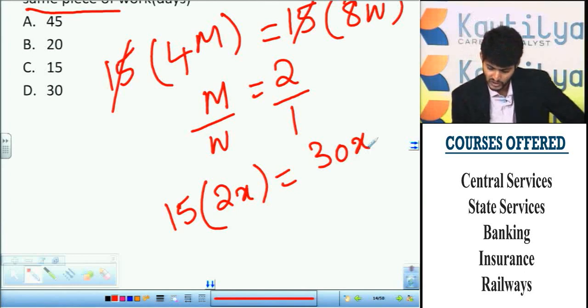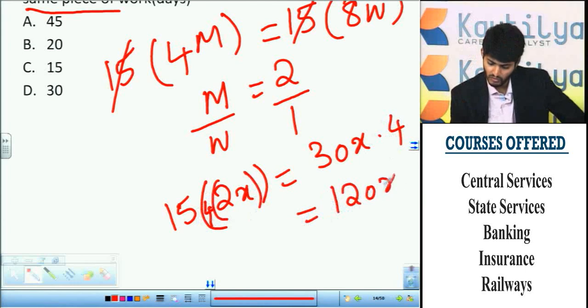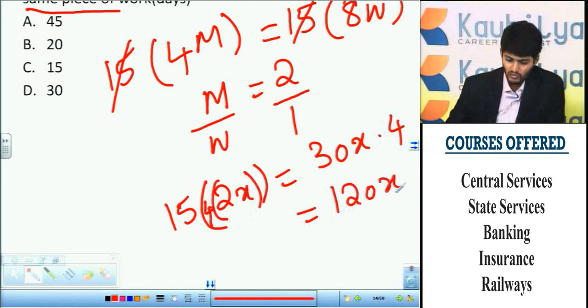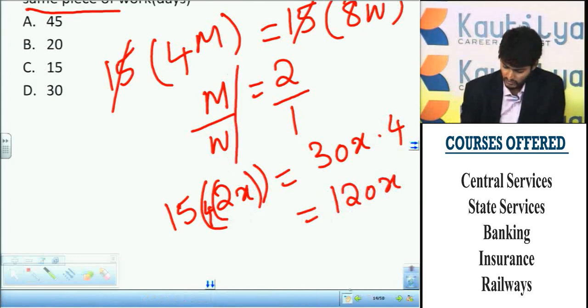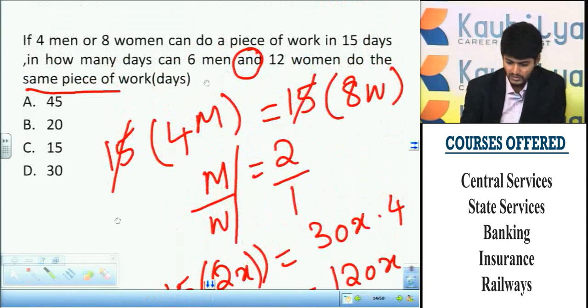So sorry, we have missed out on a 4, because you have 4 men, here another 4 will come, so into 4. So the total work would be around 120x. Now this 120x work is done by how many people? According to him, this 120x is done by 6 men plus 12 women. Okay, 6 men plus 12 women.